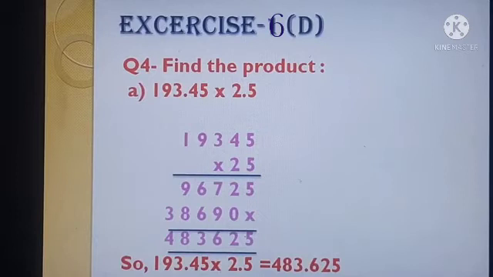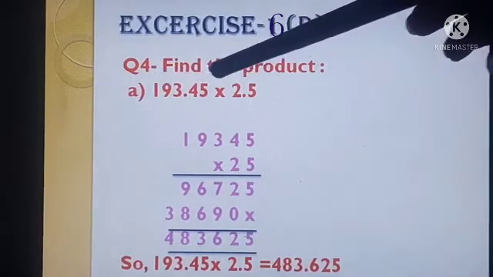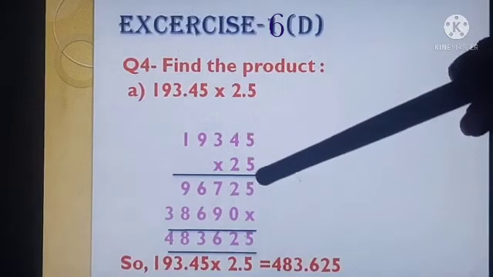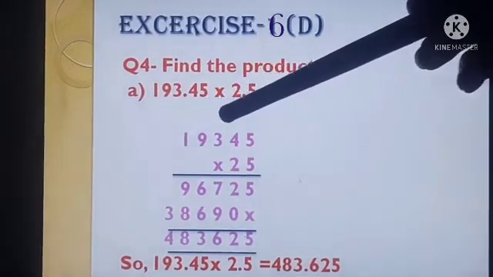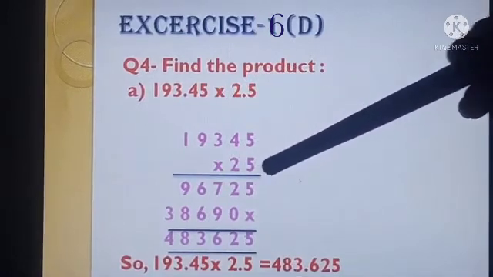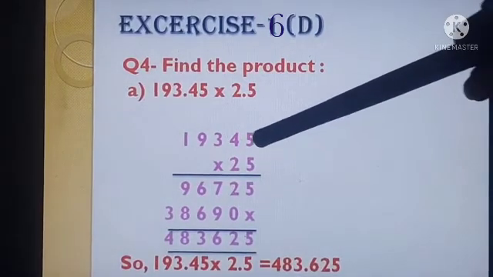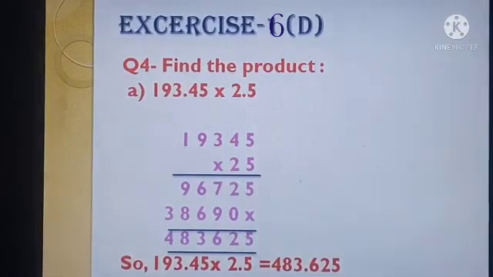Number 4, which is based on the long multiplication. Find the product: 193.45 multiply by 2.5. So we will do simple multiplication without taking the decimal. 19345 multiply by 25. So now we have to do this multiplication, 19,345 with 25.